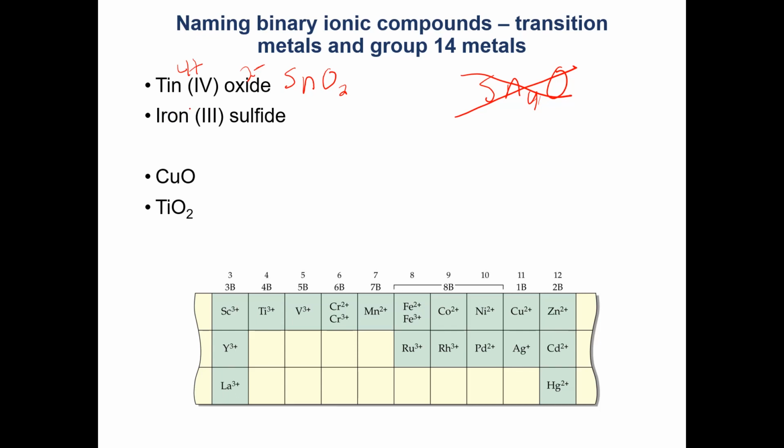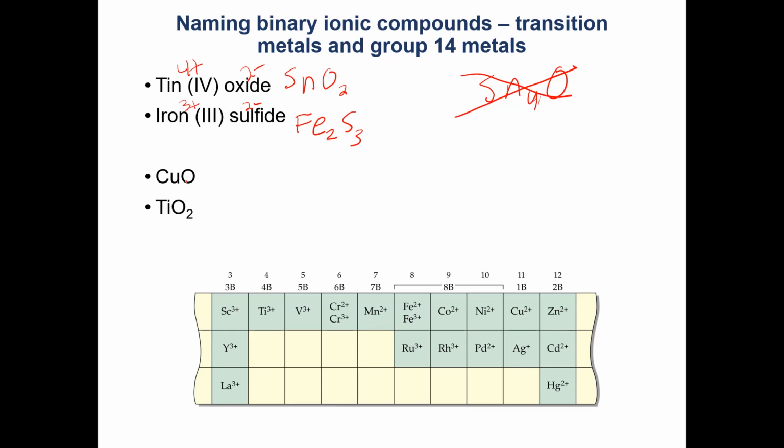Let's try another example here. We have iron 3 plus, because this Roman numeral 3 tells us this is 3 positive. Sulfur is in the same group with oxygen, so it has a 2 negative charge on it. So if we're going to write a formula for this, this is going to be like the aluminum sulfide example we looked at earlier. We're going to need 2 irons to go with every 3 sulfurs to balance this compound. Now let's try going in the other direction.